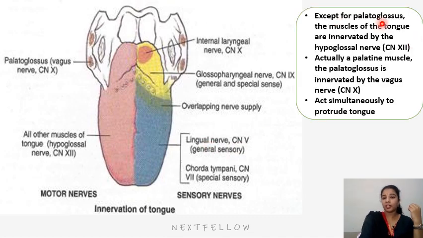So except palatoglossus, all the muscles are innervated by hypoglossal nerve. Actually, the palatine muscle, that is palatoglossus, is innervated by vagus and cranial part of 11th cranial also, and act simultaneously to protrude the tongue.